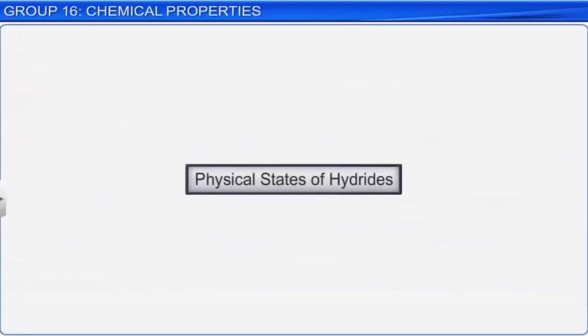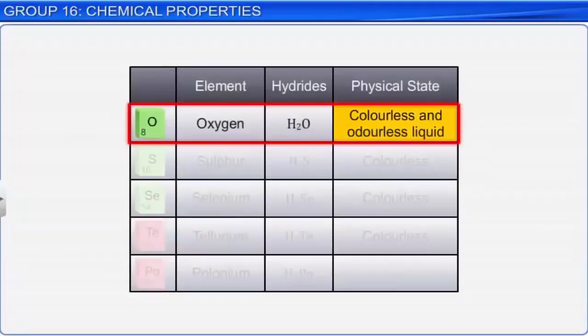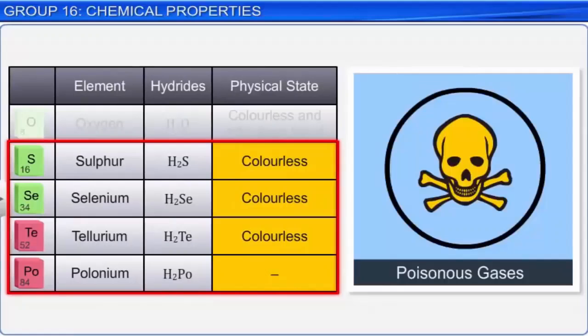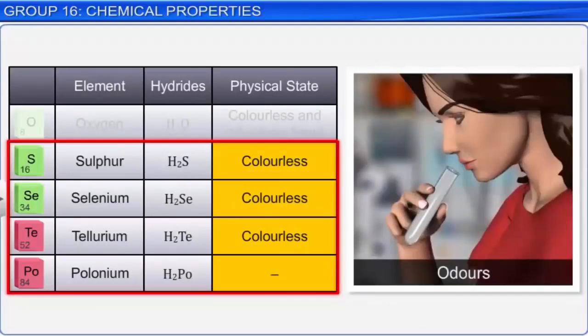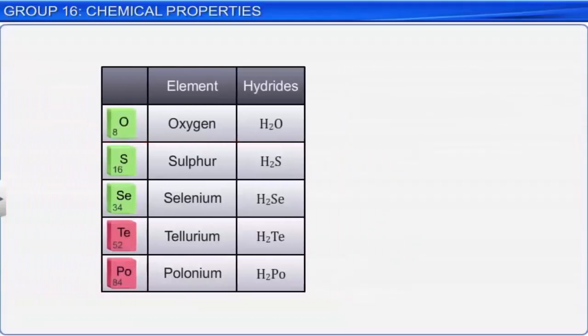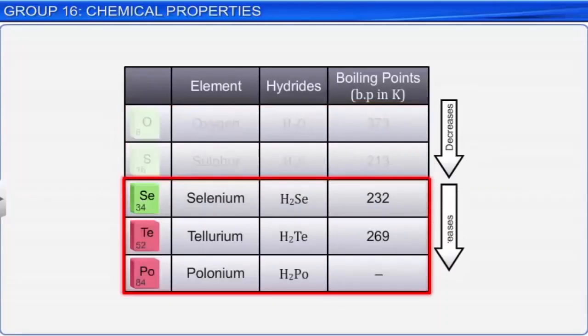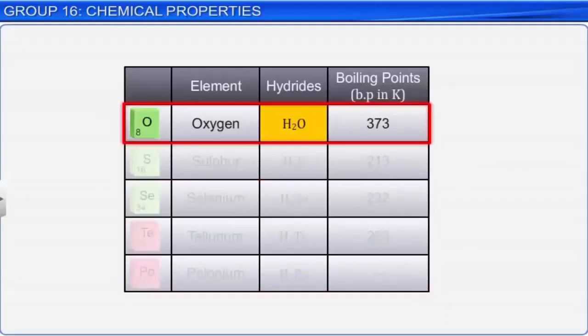Let's look at the physical states of these hydrides. Water is a colorless and odorless liquid, while the hydrides of all the other elements of the group are colorless, poisonous gases with unpleasant odors. The boiling point of the hydrides markedly decreases from water to hydrogen sulfide and then increases. Water has an abnormally high boiling point because its molecules are associated with each other by means of hydrogen bonds in its solid as well as liquid states.